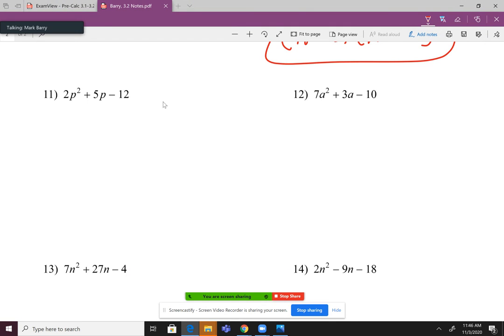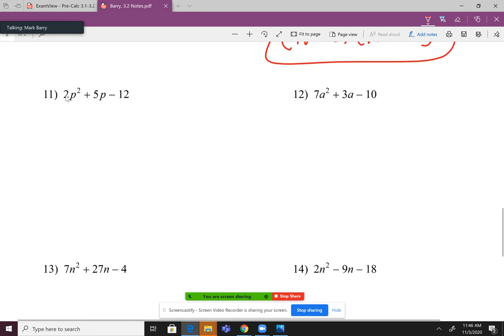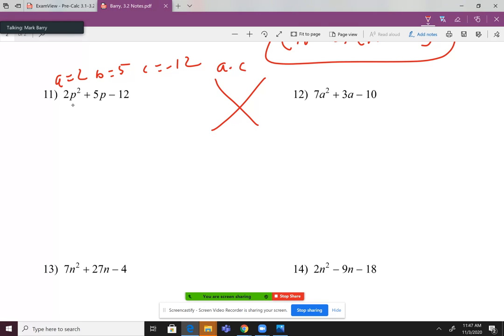All right, next up, number 11. So number 11. Now, you can see 11 through 14 here. What's changing is that we have this number in front of the, for A. So on this one, I'm going to have A equals 2, B equals 5, and C equals -12. So when I do my A times C, it's actually going to be -24. B then will be 5.